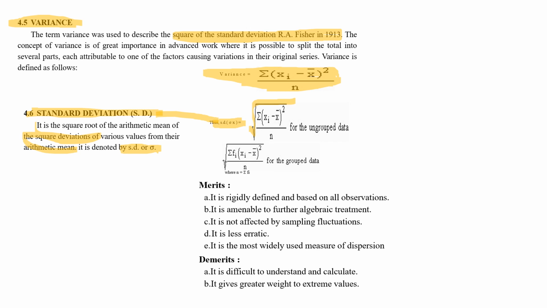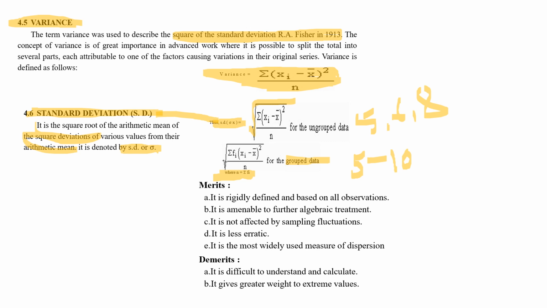So this is the formula for ungrouped data. If it is grouped data, for example if just a few numbers like 5, 6, 8 are given, we call it ungrouped data. If given as 0 to 5, 5 to 10, 10 to 15, we call it grouped data. For grouped data, it is the square root of summation of frequency into xi minus x bar the whole square divided by n, where n is equal to summation of fi.